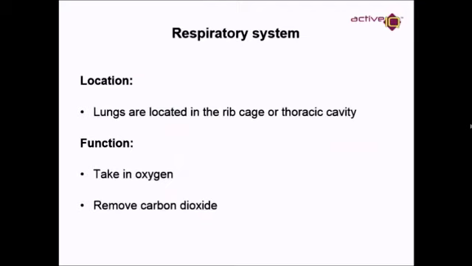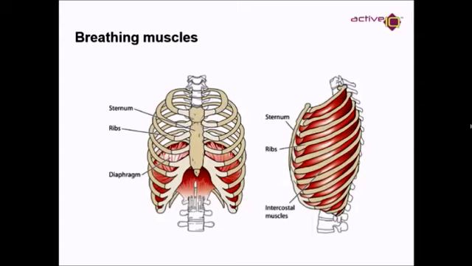And I think we've covered this off, but the function of the lungs is to take in oxygen and remove carbon dioxide. And the lungs are located inside the chest, inside the thoracic cavity, protected by the ribs, and they're very close to the heart. One lung is on one side of the heart, and one lung is on the other side.